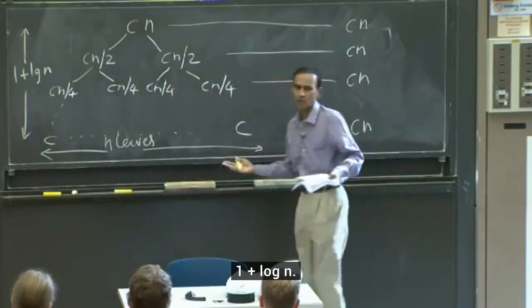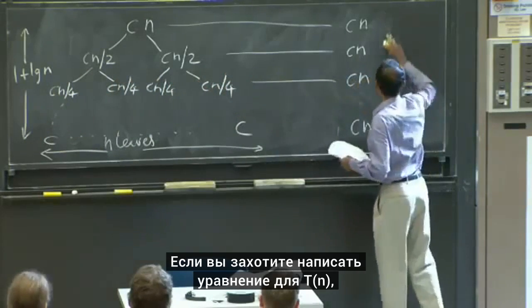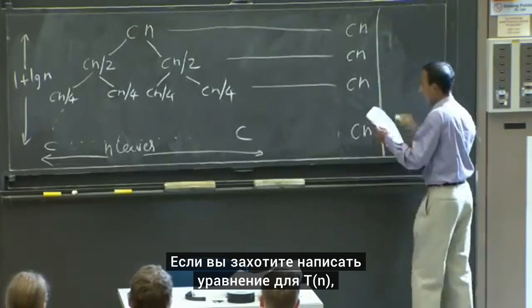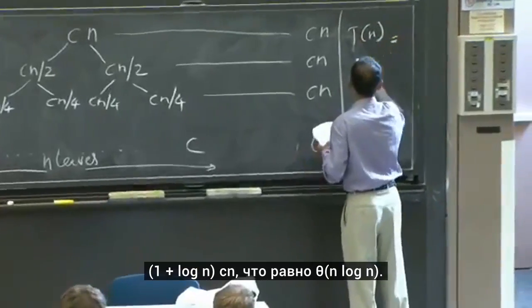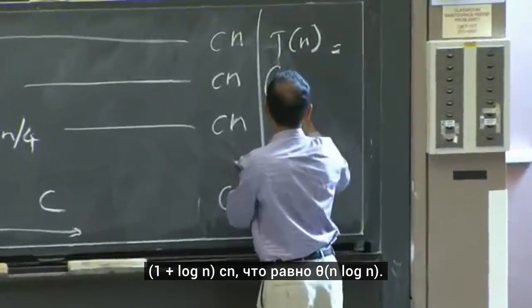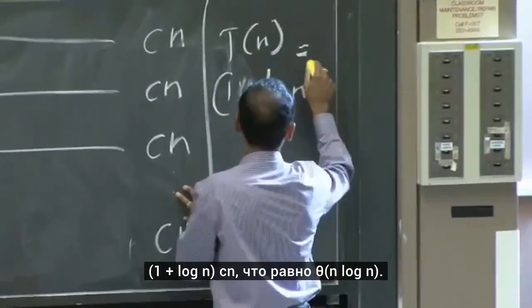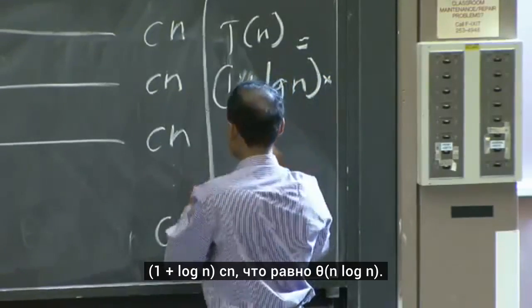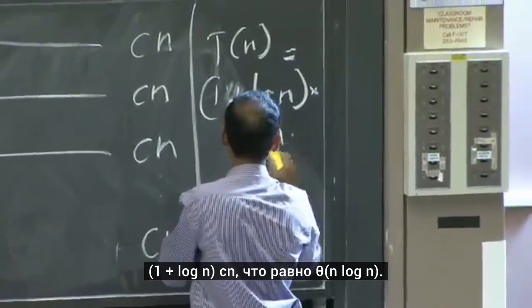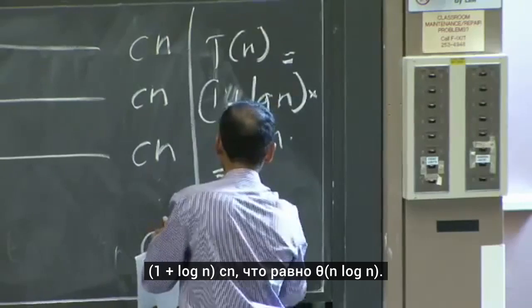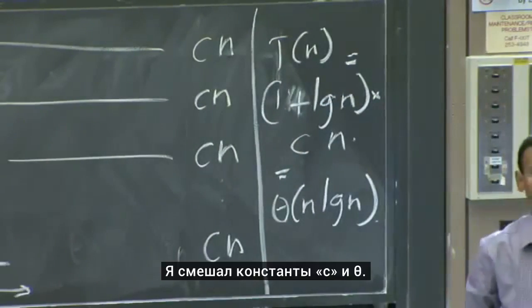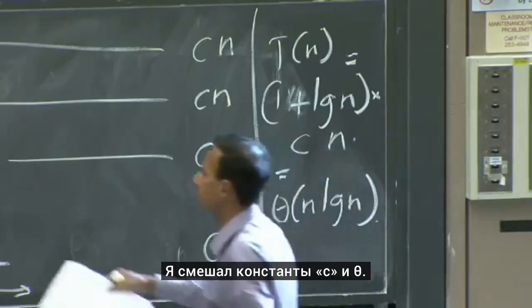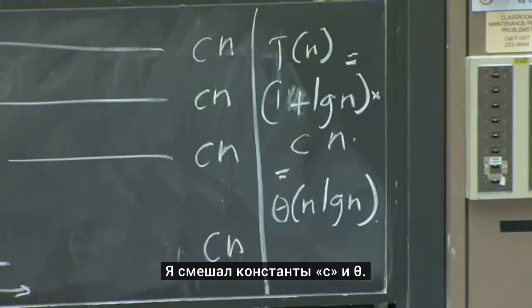It's 1 plus log n. So if you want to write an equation for T of n, it's 1 plus log n times C of n, which is theta of n log n. So I've mixed in constant C and thetas. For the purposes of this description, they're interchangeable.